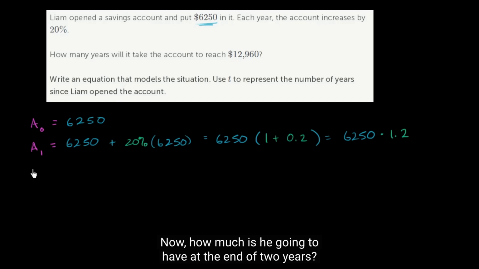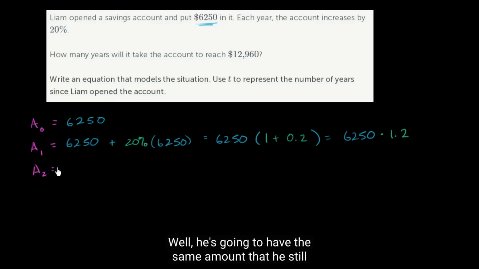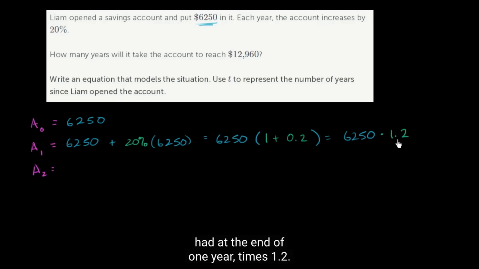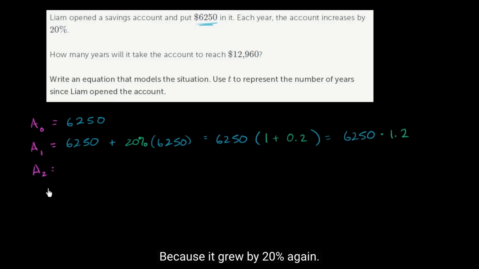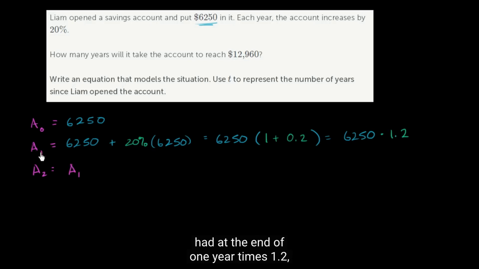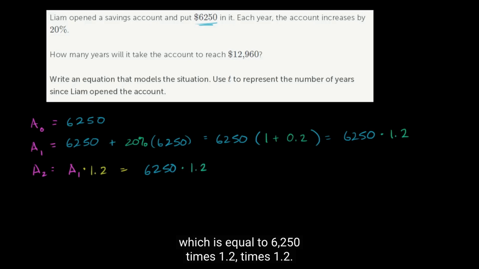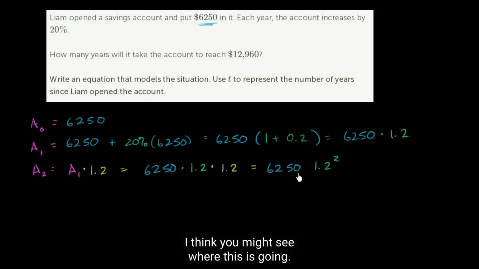Now, how much is he going to have at the end of 2 years? Well, he's going to have the same amount that he had at the end of 1 year times 1.2, because it grew by 20% again. So he's going to have the amount that he had at the end of 1 year times 1.2, which is equal to 6,250 times 1.2 times 1.2, which is equal to 6,250 times 1.2 squared. I think you might see where this is going. Or I could even write it like this. Order of operations, you do the exponent first.